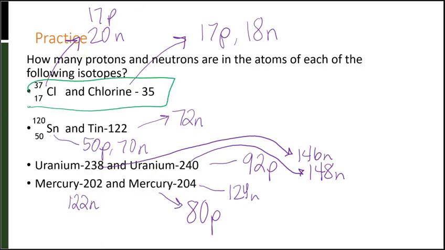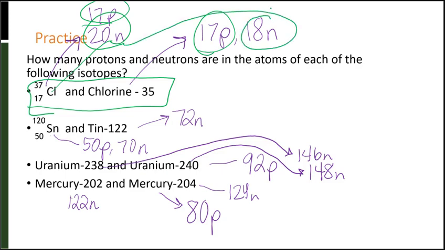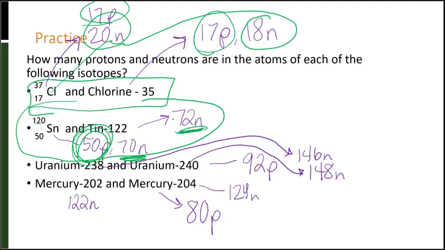So both of these are chlorine. So they both have 17 protons. This isotope has 20 neutrons and this isotope has 18 neutrons. Both of these are tin. So they both have 50 protons. This first isotope has 70 neutrons and the second one has 72 neutrons.